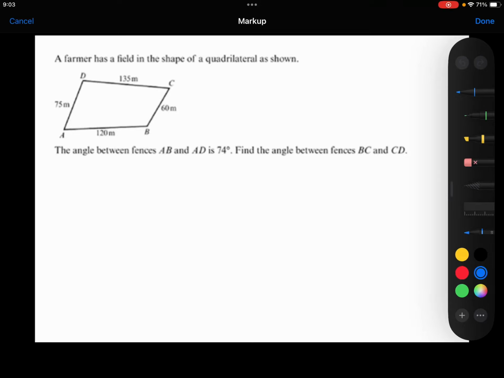A farmer has a field in the shape of a quadrilateral as shown. We're told that the angle between the fences AB and AD is 74 degrees. And we need to find the angle between the fences BC and CD.